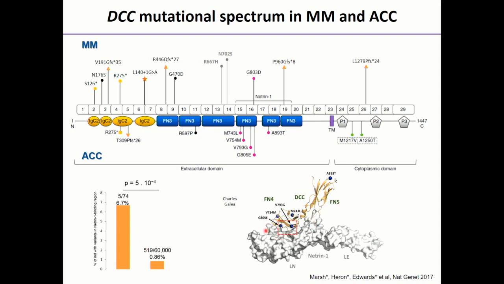And we have also performed, in collaboration with Charles Gallia, protein modeling of the effect of the mutation on the structure of the protein. And at least 2 of them were predicted to disrupt the interaction with netrin-1. So they were located at the interface of the interaction with netrin-1. But overall, the spectrum was not different, and there was this specific mutation here that was associated with both conditions.